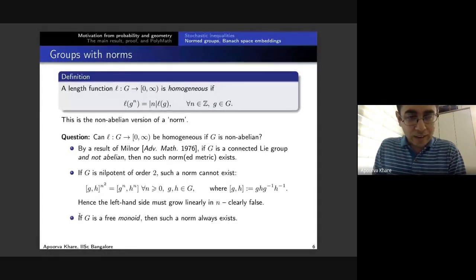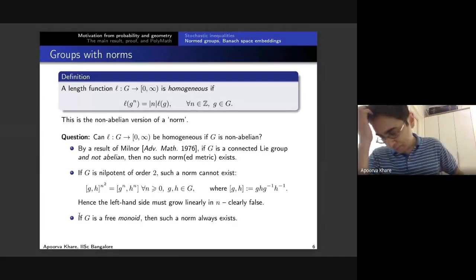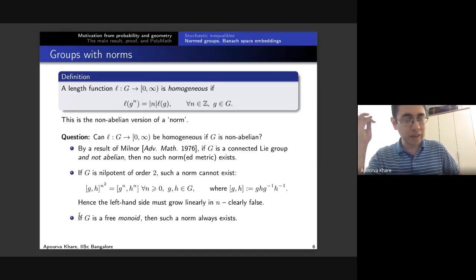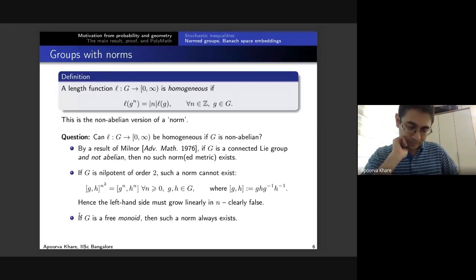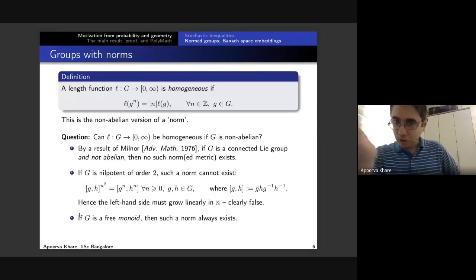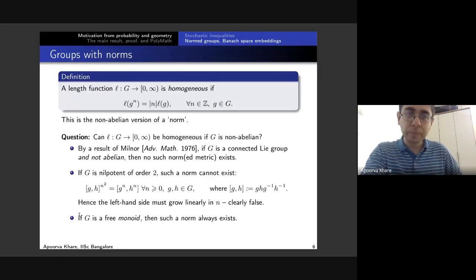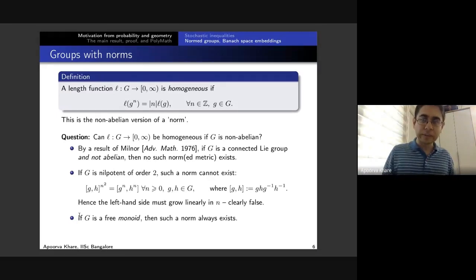On the other hand, I was talking to a different geometer at New York University, and he told me that if G is a free monoid, where you don't have inverses, then such a norm always exists. Always exists. So on the one hand, we have two examples of non-abelian nilpotent groups where this norm cannot exist. On the other hand, for a free monoid, it always exists, every single time.